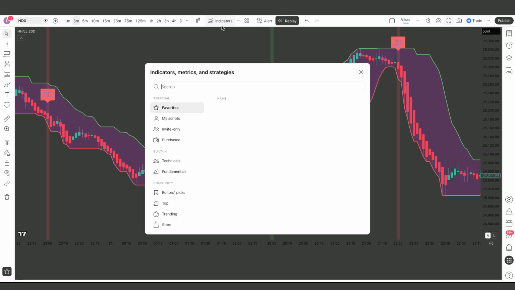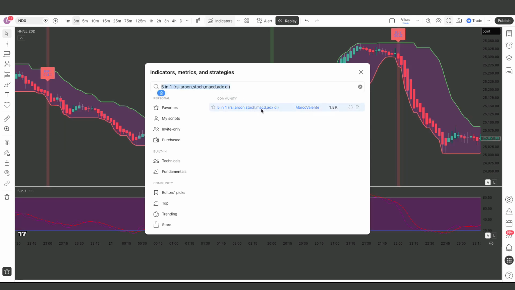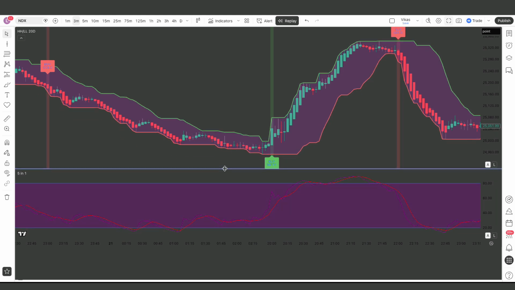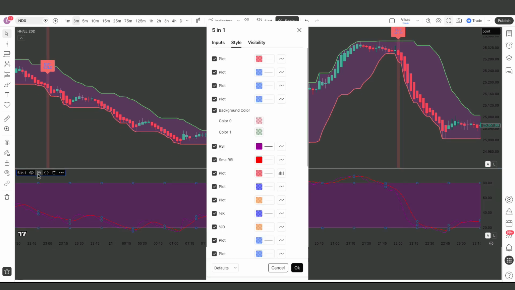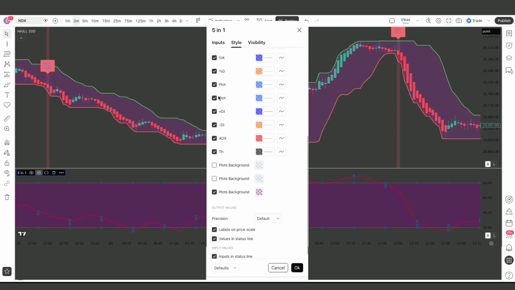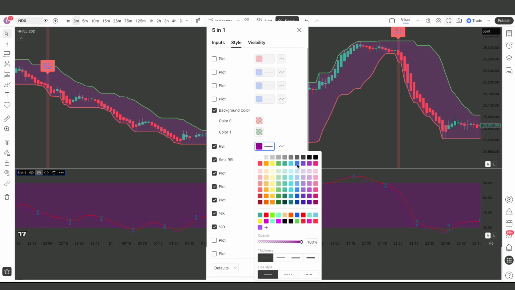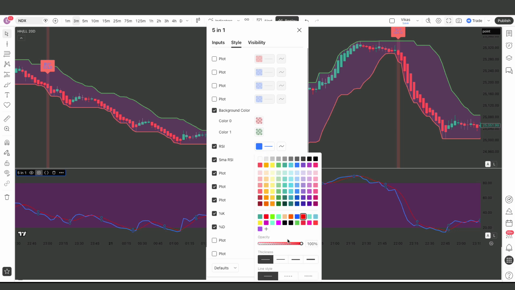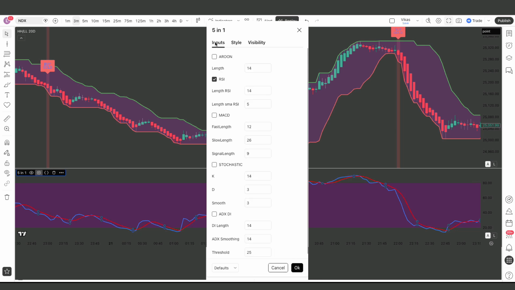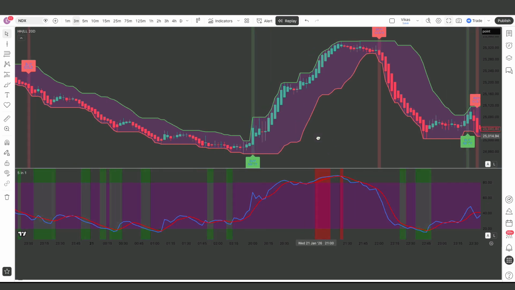Let's go to the Indicator Search tab and search for 5-in-1 RSI, Aroon, Stoch, MACD, ADX DI, and select this one, created by Marco Valente. Now let's access the settings of this indicator so we can modify it to suit our strategy. We have to keep these options hidden. We change the RSI color from purple to blue. We change the EMA RSI thickness. We have to keep these options checked. And after that, change the RSI length from 14 to 15. Here everything is fine. Click OK. Now our setup is ready.